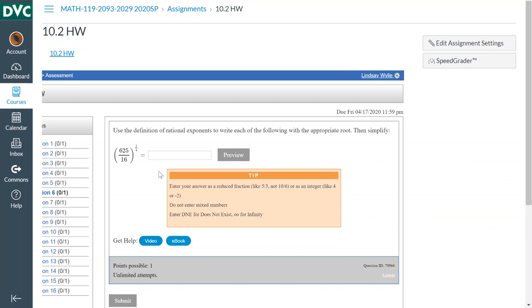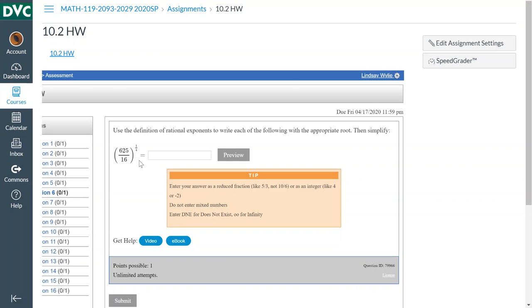It says, use the definition of rational exponents, that means fractional exponents, to write each of the following with the appropriate root and then simplify. So we've learned that to the 1/4 power is notation for the fourth root. Since we have parentheses around this entire fraction, we're being asked what's the fourth root of 625 over 16. Said another way, we're being asked what number times itself 4 times is 625 divided by 16.